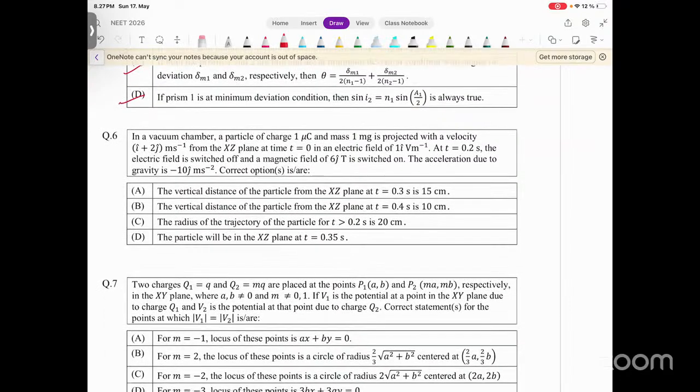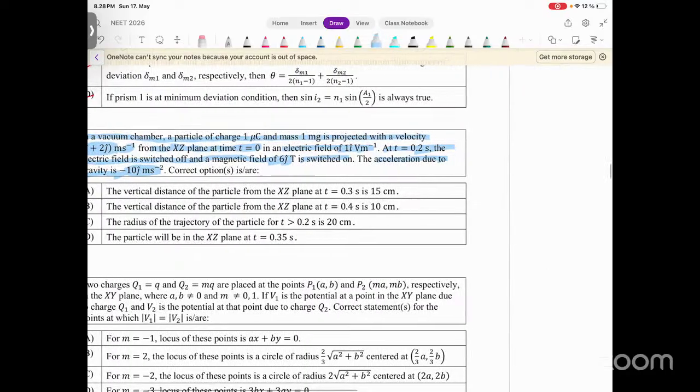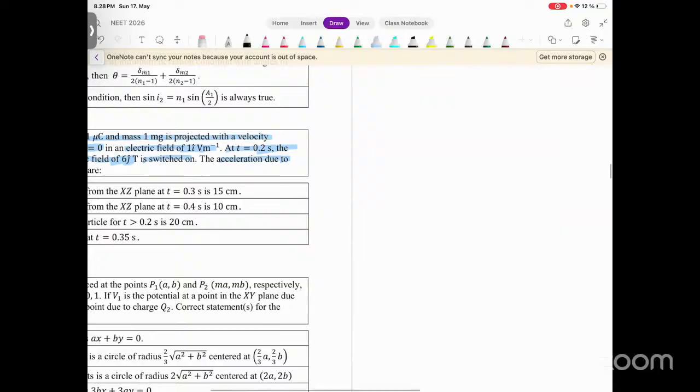Question number 6. In a vacuum chamber, a particle of charge 1 microcoulomb and mass 1 milligram is projected with a velocity of (i plus 2j) cap meter per second from the xz plane at time t equal to 0 in an electric field of 1 i volt per meter. At t equal to 0.2 seconds, the electric field is switched off and a magnetic field of 6 j cap Tesla is switched on. The acceleration due to gravity is minus 10 j meter per second square. Choose the correct options: the vertical distance of the particle from the xz plane, the radius of the trajectory, the particle will be in the xz plane. We need to check all the options on this one. So I'm writing here the sixth one.